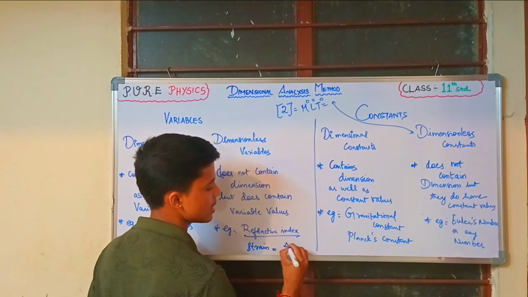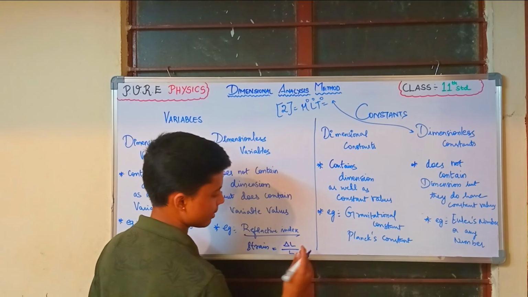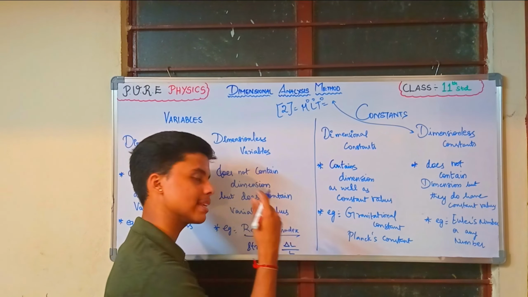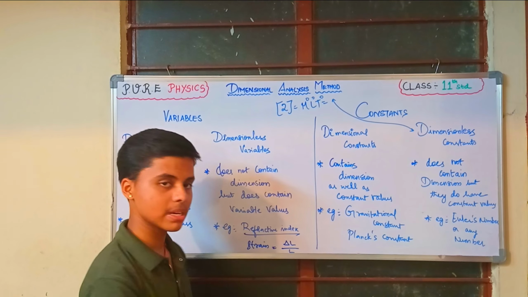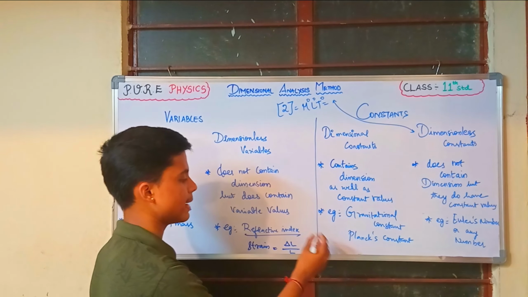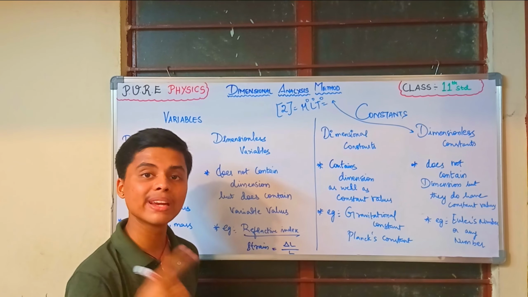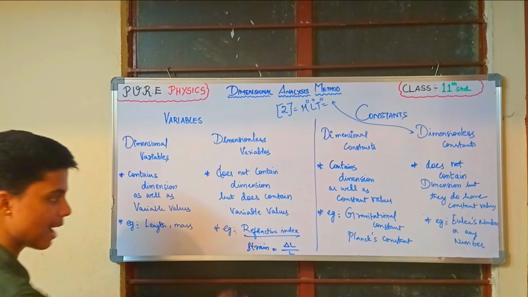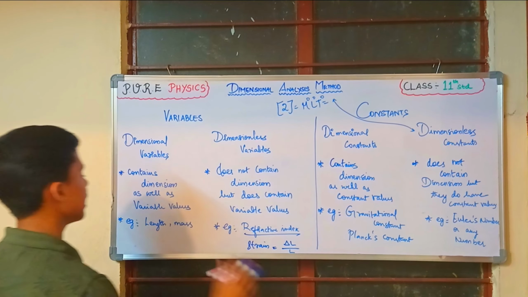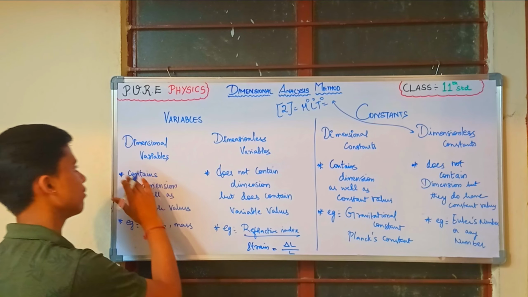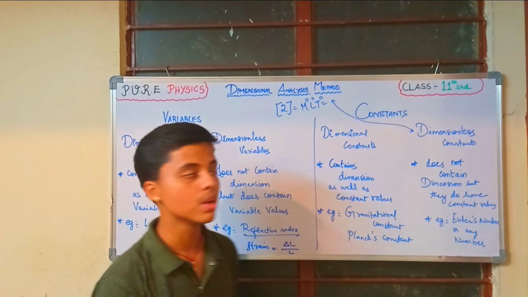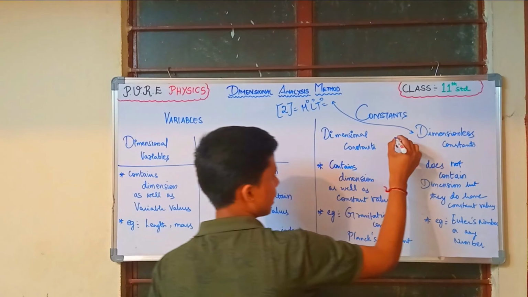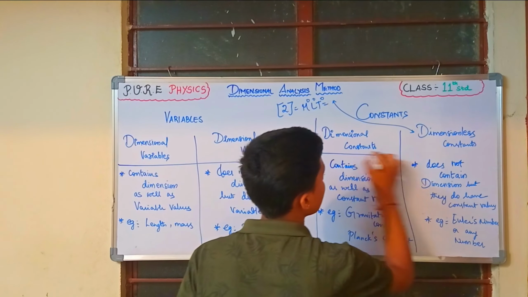So now I will say what strain is. Strain is nothing but change in length by original length. Here the unit of change in length is meter, and the unit of original length is also meter. So when you divide meter by meter, you get 1. The unit cancels and there is no unit left. Therefore, there is no dimension. If you have a unit, you can write the dimension. Length and mass contain their units, therefore we have dimension as well as variable values. So these are the two different variables and these are the two different constants.